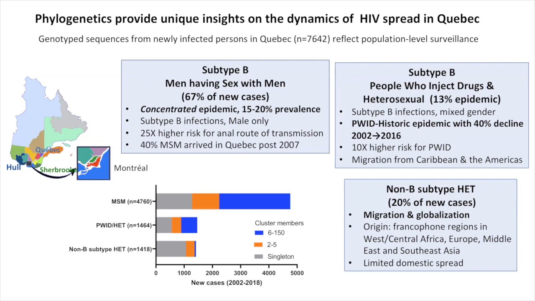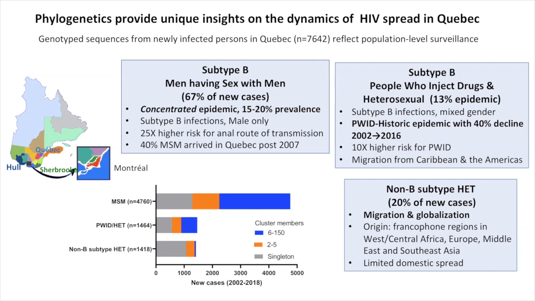We also have a non-B heterosexual epidemic that has arisen due to migration from Francophone countries at the epicenter of the epidemic in West and Central Africa, including subtypes C, AG, A and AE. And there has been limited domestic spread of non-B subtypes through migration.